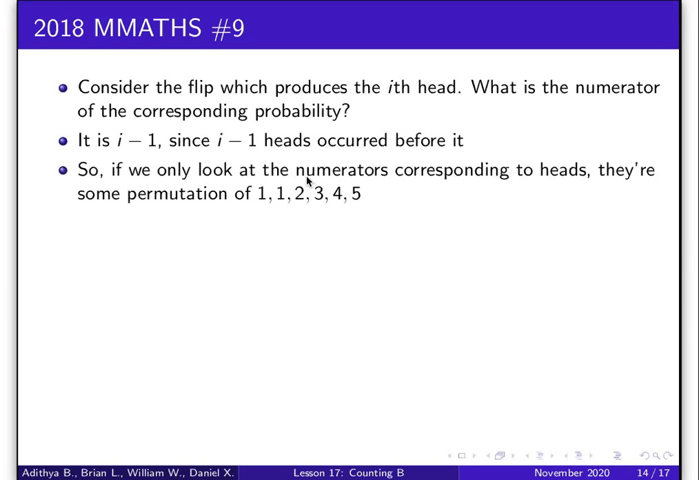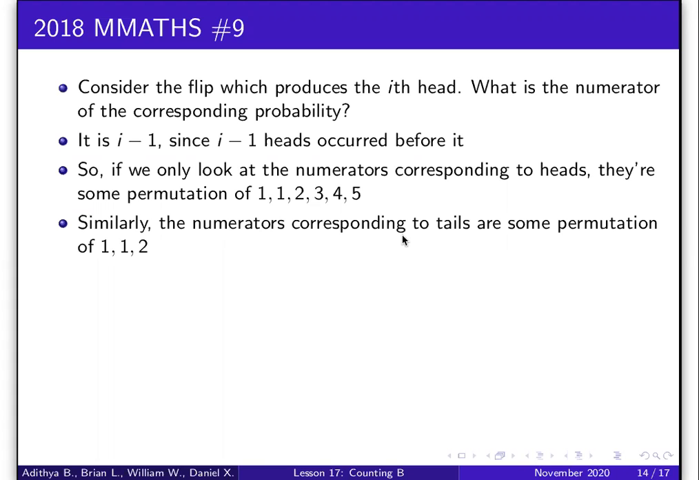And so if we only look at the numerators corresponding to heads, they have to be the numbers 1, 1, 2, 3, 4, 5. And in fact, they have to be this in order. The first two heads, the numerators are 1 and 1. The next one is 2, then 3, then 4, then 5. And then similarly, if we look at the numerators of fractions corresponding to the tails, they're going to be the numbers 1, 1, 2 in that order.